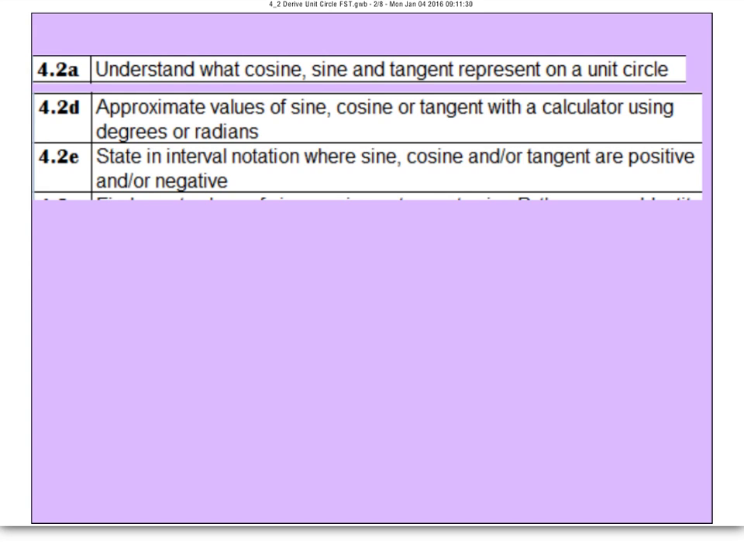To start off section 4.2, we're going to do an activity that addresses learning objectives A and D. So we're going to understand what cosine and sine represent on a unit circle, and we're going to use the calculator to approximate values of sine and cosine in radians and degree mode. So let's get started with the activity.